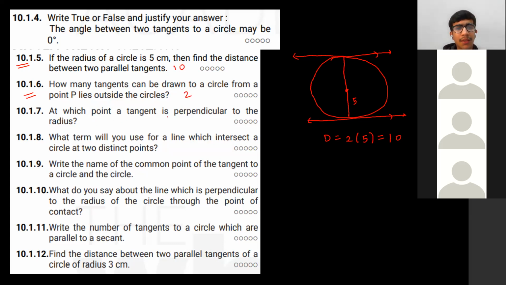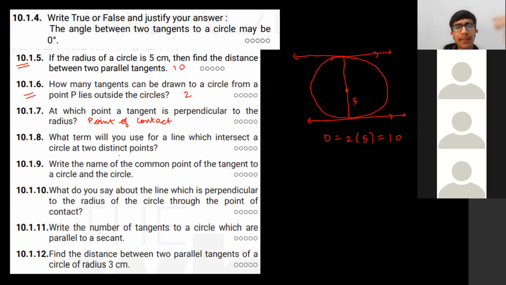Okay, at which point a tangent is, yeah, this point. What is this point called? A point at which the tangent is perpendicular to the radius. What is that point called? Point of contact, not intersection. Point of contact. It's a more precise term. Point of contact. Cool. Next, eighth question.